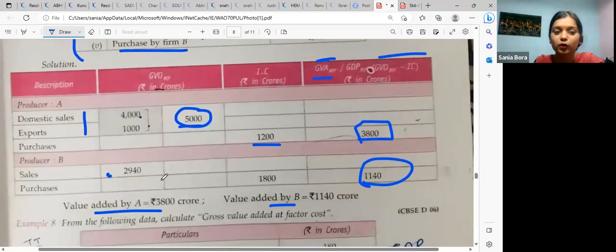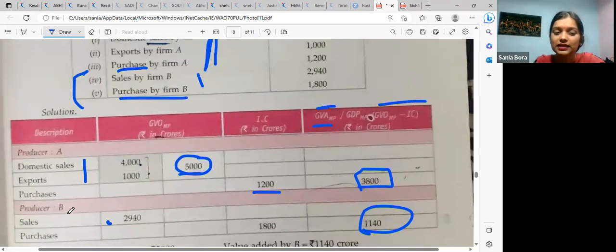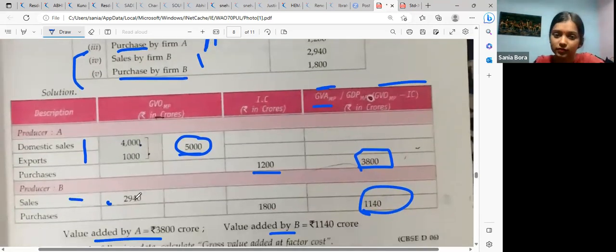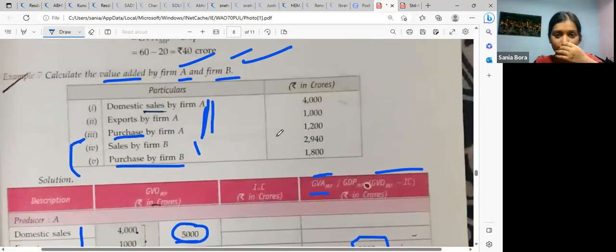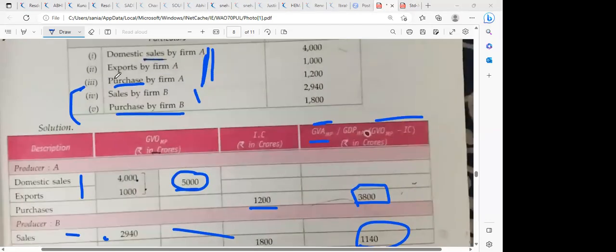Over here, for sales and purchase, sales is given already. So you will only take sales 2,000 and 2,940, and then the purchases are this. You will subtract these two and you will get this. So value added for A is this and value added for B is this. Clear? Yes, ma'am. Okay.